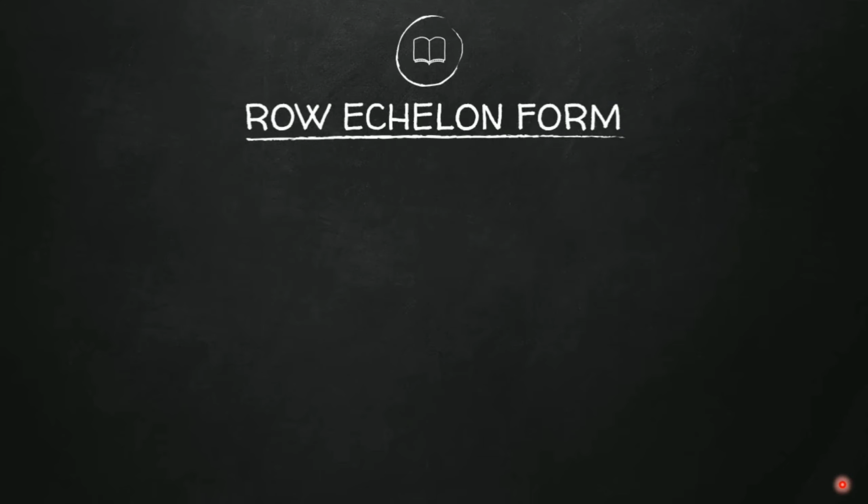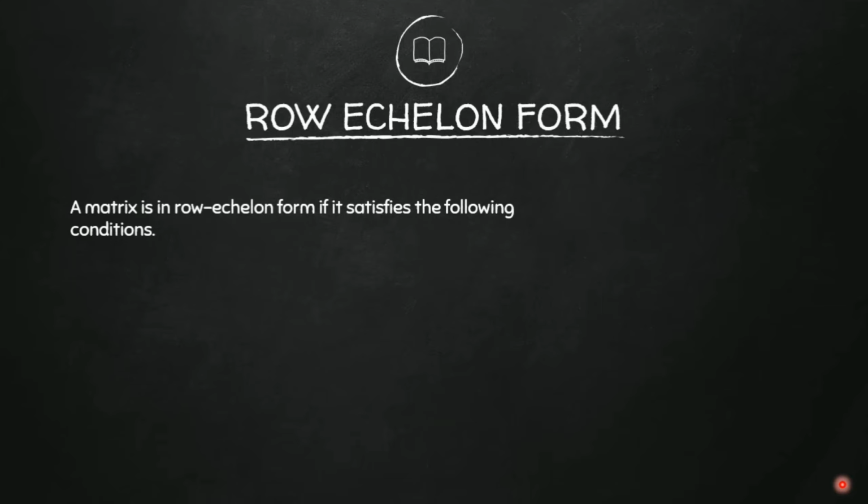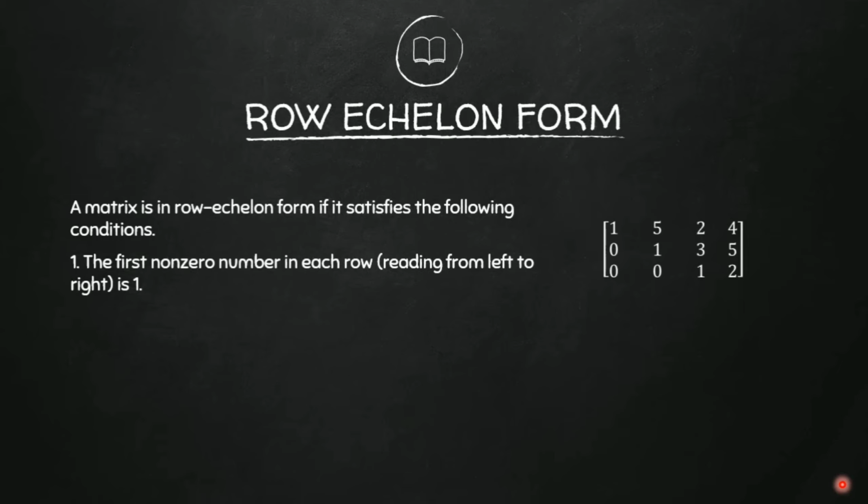So, we now have the row echelon form. Now, what is this? It is a matrix if it satisfies these conditions. The first one is the first non-zero number in each row reading from left to right is 1. So if you observe this given matrix, the leading non-zero number in each row is 1. For the first row, the leading number is 1. For the second row, after the 0, the non-zero leading number is 1. And the same with your third row. These are called your leading entries.